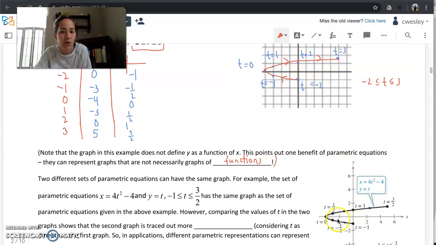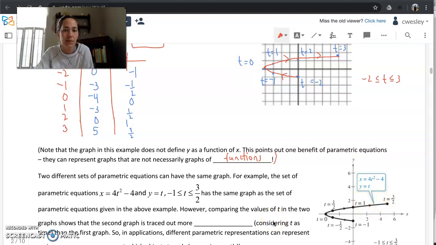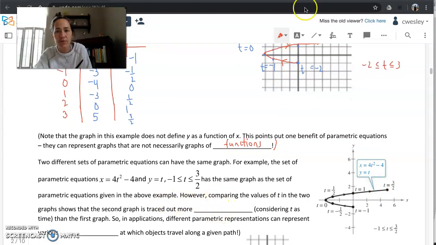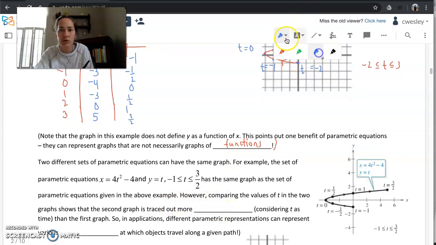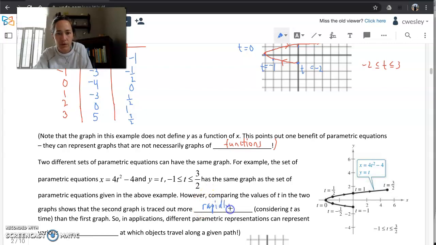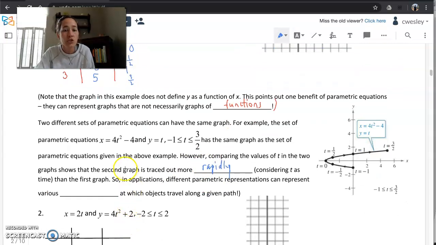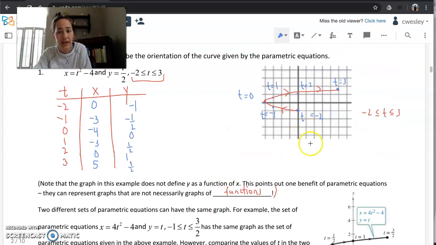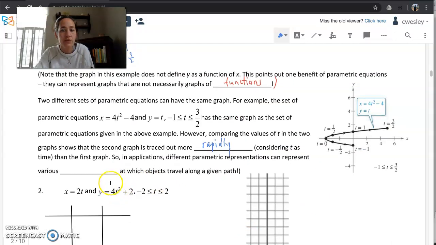This one starts at -1, here's t equals -0.5, t equals 0, a half a second, 1 second, and by a second and a half, that object has reached the endpoint that we got in our graph. So the second graph we'll just say is traced out more quickly, or more rapidly, than the one that we graphed. Considering t as time, in applications it's kind of useful to have these two graphs as options because we can have two different parametric equations to represent various speeds in motion at which objects are traveling along a given path. All right, are you pumped to graph another one or two?